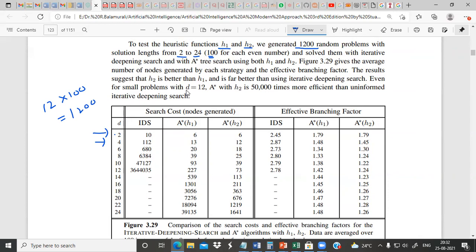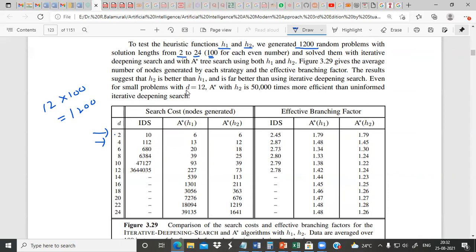And then the average of its performance was taken. So that is what this table shows. Okay. So there were 100 problems with depth 2.